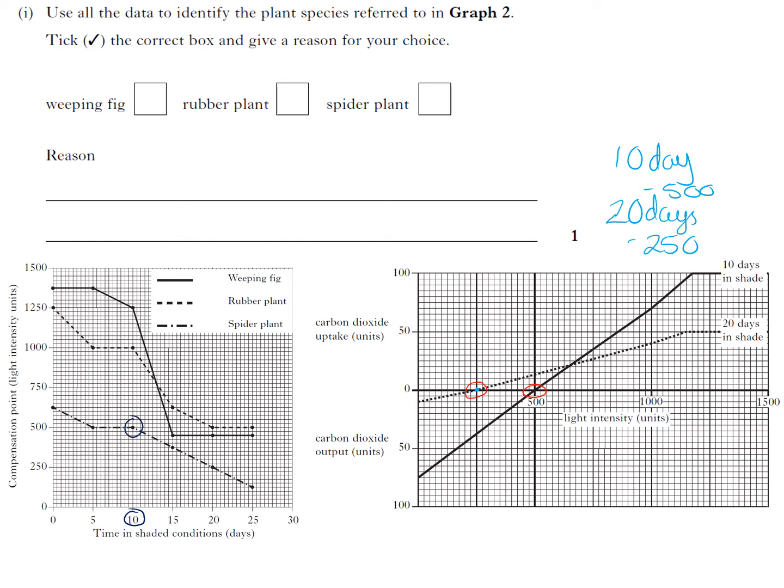If the next one fits, we know this one's right. Okay, because this one's definitely too high and this one's too high. So we look back at our 20 days. Here's our 20. We're looking for where that crosses, and there's 250. Right, spot on. We know exactly what that is. So that is the spider plant. Give a reason, and the reason is at 10 days the compensation point is 500, and that is the point at which you have 0 on this graph, or you use the 500 one, or you talk about both.